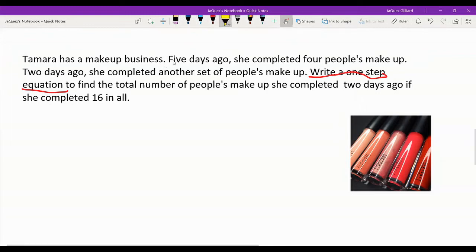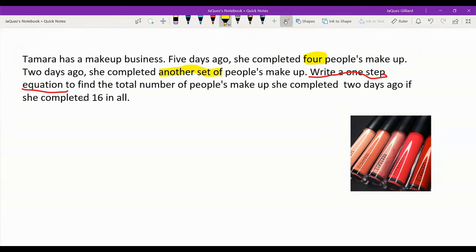Not really. 5 days ago, is that important? Not in this context. She completed 4 people's makeup. Okay, yeah, so that number is important, 4. 2 days ago, she completed another set of people's makeup. So we don't know how many people she completed this time, so we're going to highlight another set. Now, that set of words, another set, represents our variable, okay?